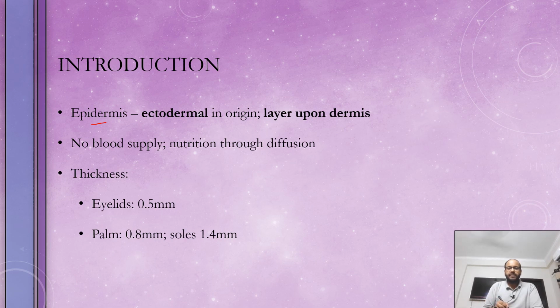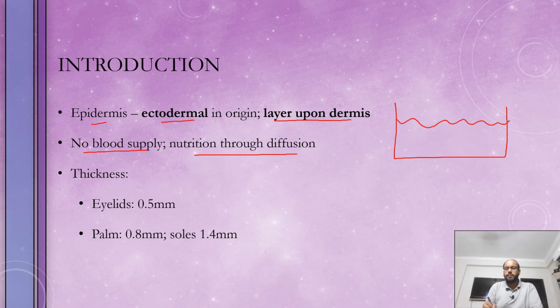So the epidermis is embryologically ectodermal in origin, and the name means layer upon dermis. Epidermis, it's above the dermis. It does not have any blood supply, and the nutrition is through diffusion. If this is the section and this is the dermoepidermal junction, the epidermis does not have a blood supply, and all the nutrients diffuse in between the cells or inside the cells from the dermis onwards.